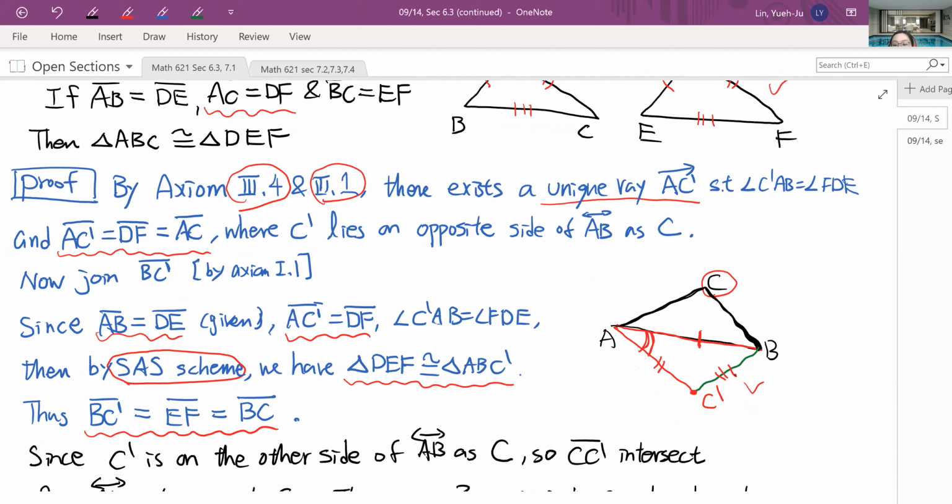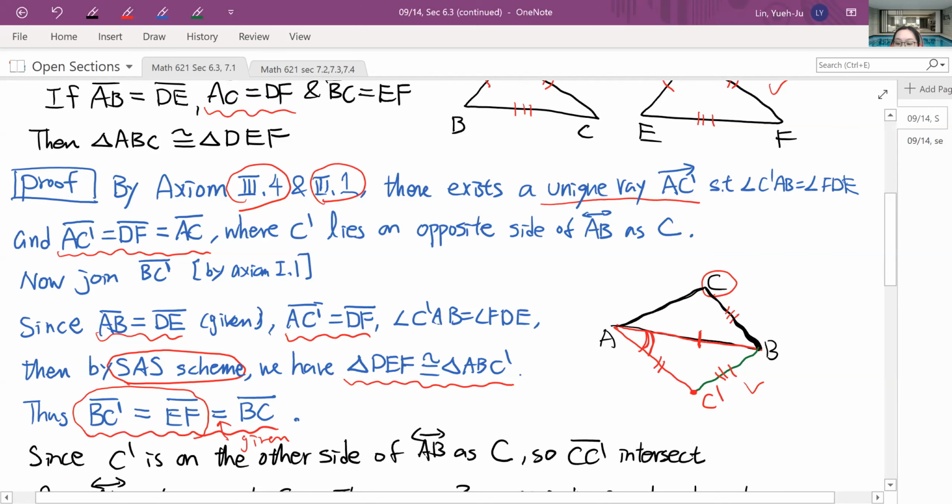This is all the same. So the first equality is essentially proof because triangle DEF and ABC prime are congruent. But by assumption, this is given that EF is equal to BC. Okay, so now we have all this information, and also we have BC equals BC prime. So let's put this together. Okay, so now let's see.